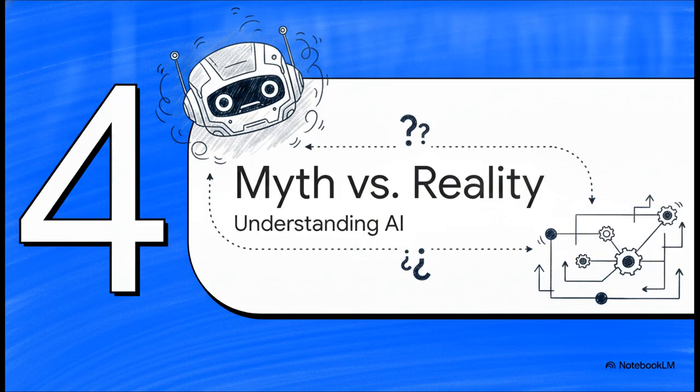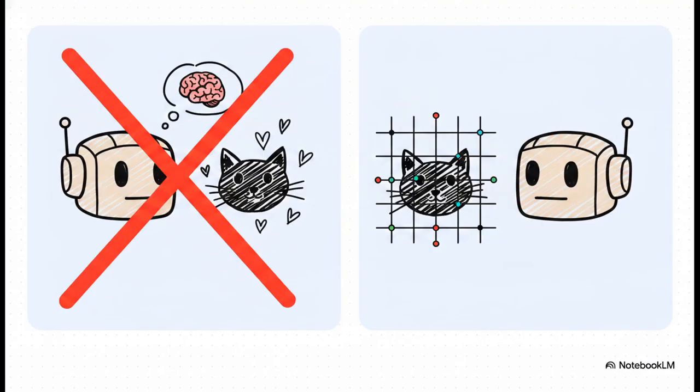Let's dive into Section 4, Myth versus Reality. You know, when we throw around words like machines learning or studying, it's super easy to get swept up in all the sci-fi hype and start projecting human traits onto software. The big myth of modern AI is that these computers understand language or images conceptually and emotionally, exactly the way you and I do. But the reality?